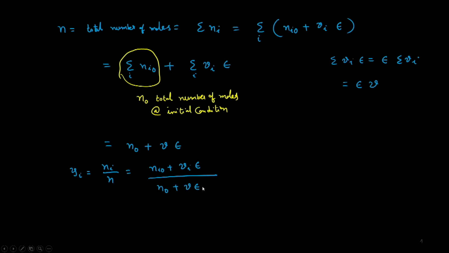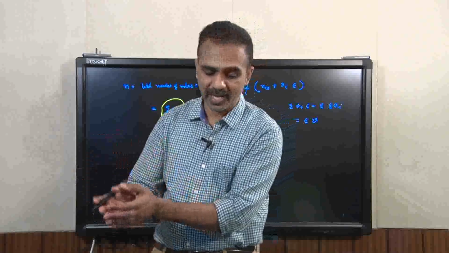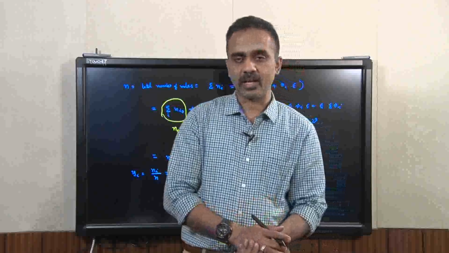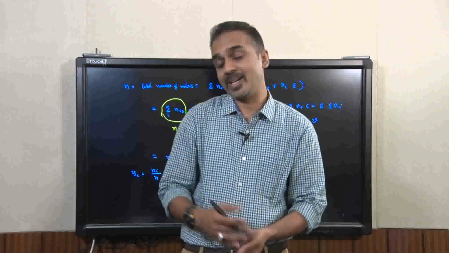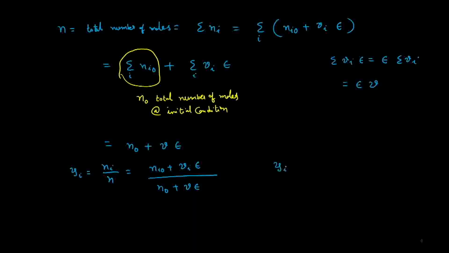So the numerator is the change for the species I plus the initial number of moles for I, and the denominator is the overall change in the number of moles for the reaction, plus the initial total number of moles N naught. So that would be essentially Yi, and of course it makes sense, right? If there is a single reaction present, then the mole fraction is simply given by this particular expression.